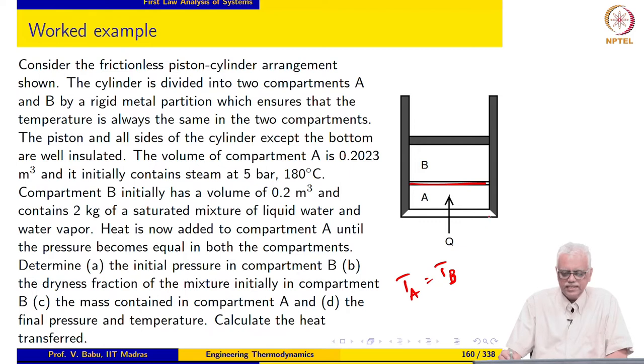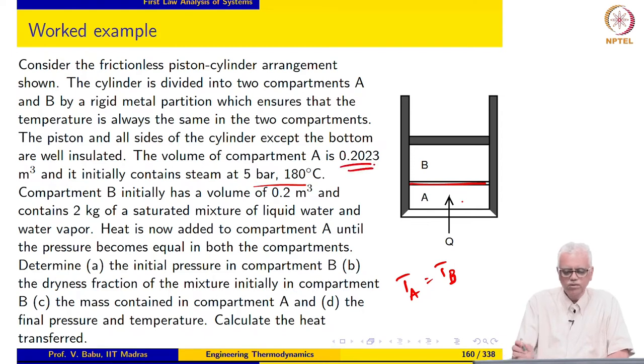So the initial state is given in compartment A. We initially have steam at 5 bar, 180 degrees Celsius. You know that since pressure and temperature are given, this must be a superheated state, which I think is easy to follow. By now you should be able to do that.